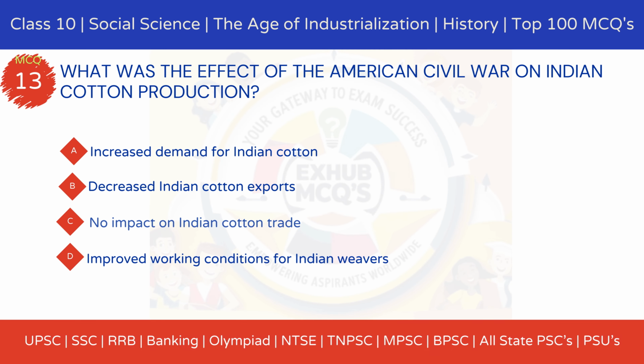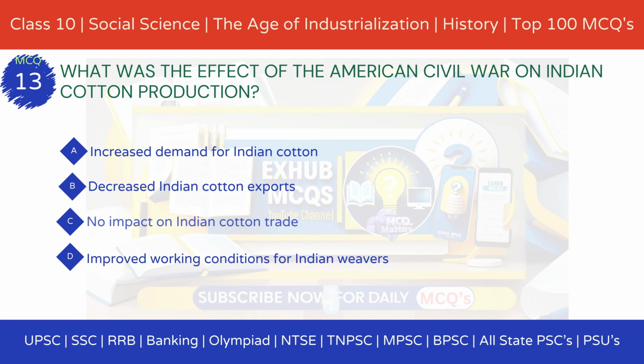MCQ 13. What was the effect of the American Civil War on Indian cotton production? Option A. Increased demand for Indian cotton. Option B. Decreased Indian cotton exports. Option C. No impact on Indian cotton trade. Option D. Improved working conditions for Indian weavers.